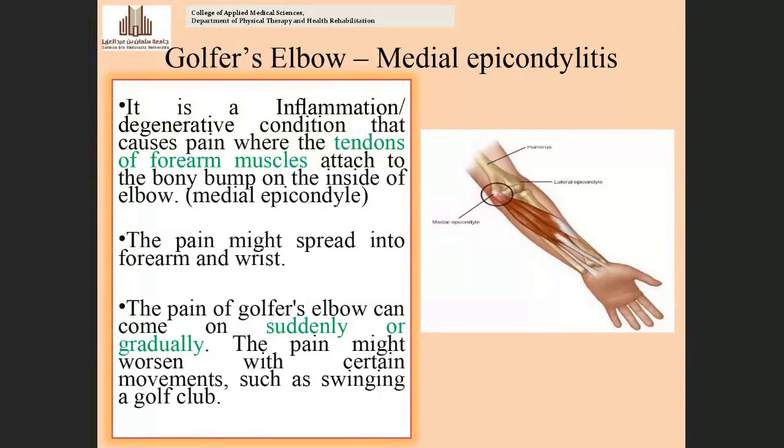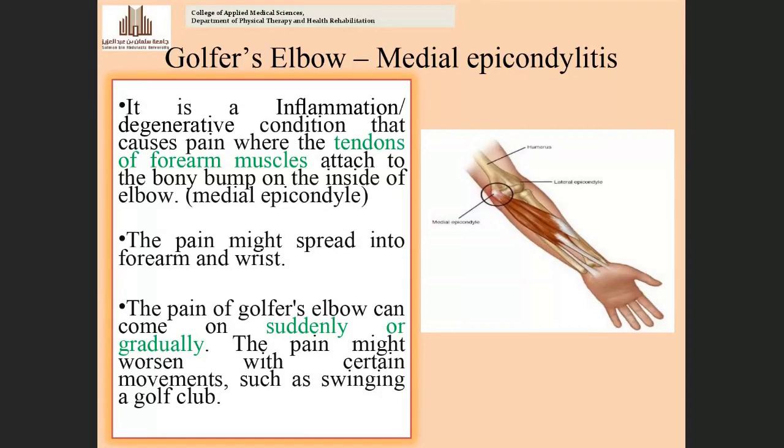And come to the second condition commonly affected in the elbow region, which is golfer's elbow. The golfer's elbow is otherwise known as medial epicondylitis. There is an inflammation of the medial epicondyle of the humerus, so that is why it is known as medial epicondylitis. It is an inflammatory, degenerative condition that causes pain in the tendons of the forearm muscles, especially the flexor muscles attached to the bony bump on the inside of the elbow.